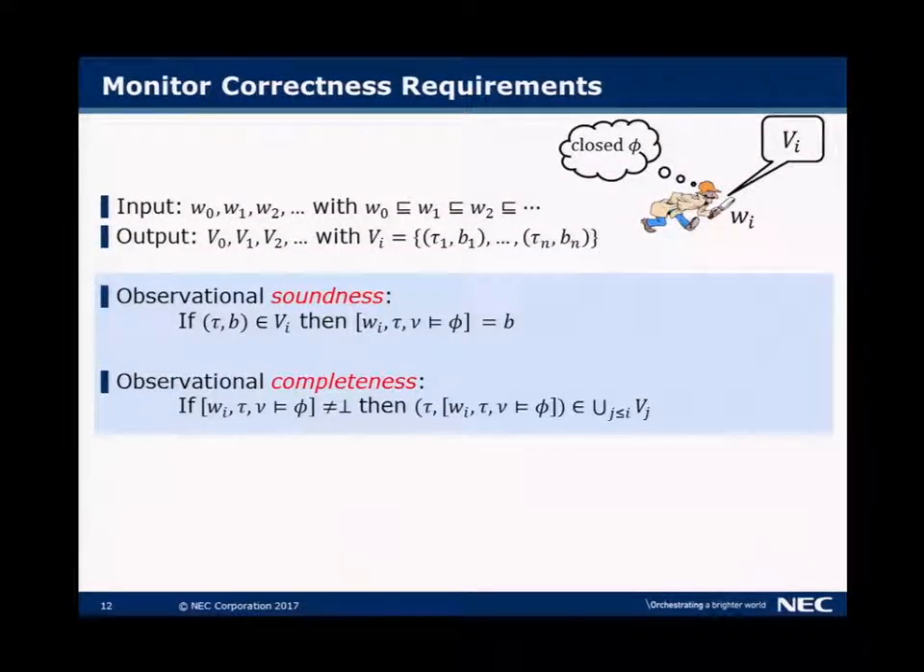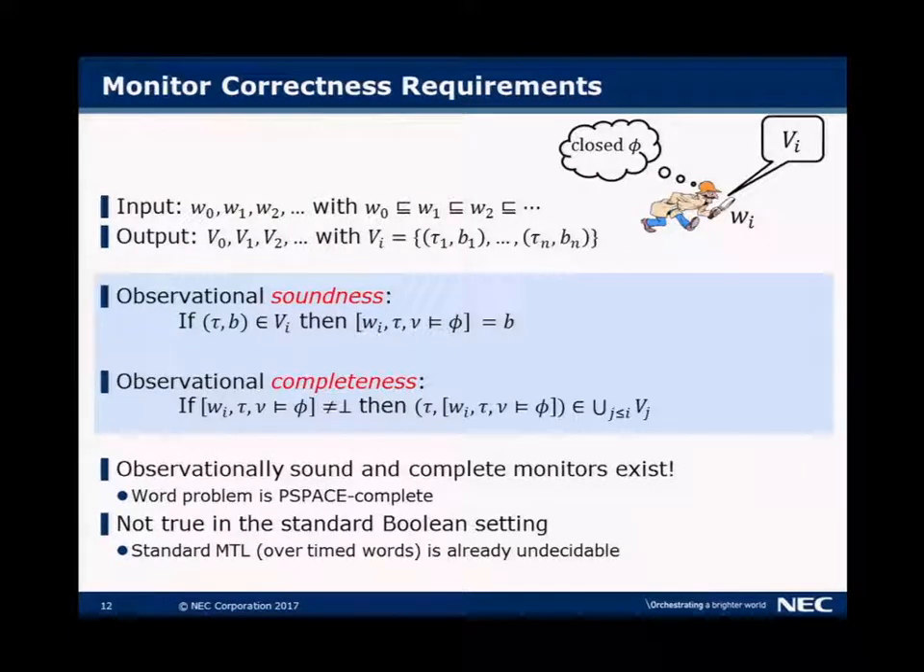Now, what about monitoring? What are the requirements we have for such a monitor? The first two are the correctness requirements. Soundness means whenever the monitor outputs a verdict, it needs to align with the semantics of MTL. And completeness intuitively means whenever it has a Boolean value, you also want the monitor to output this as a verdict.